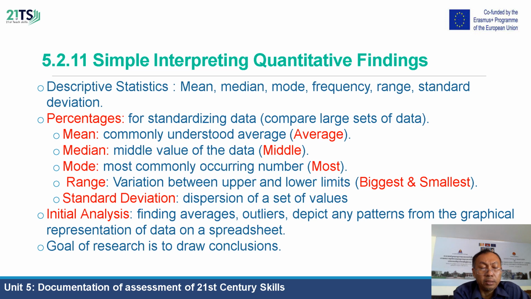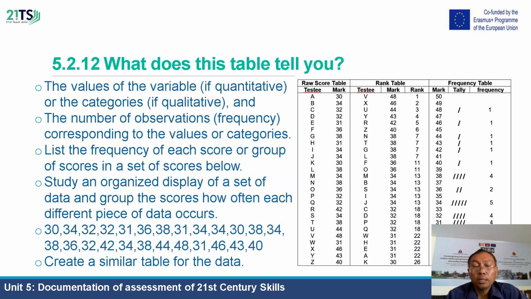Initial analysis is to find averages, outliers, and depict any pattern from the graphical representation of data on a spreadsheet. The goal of research is to draw conclusions from the data. Now let's study the table on the right-hand side roughly. What does the table tell you?